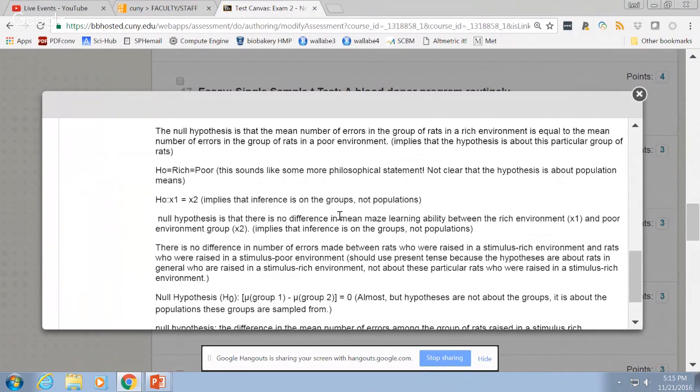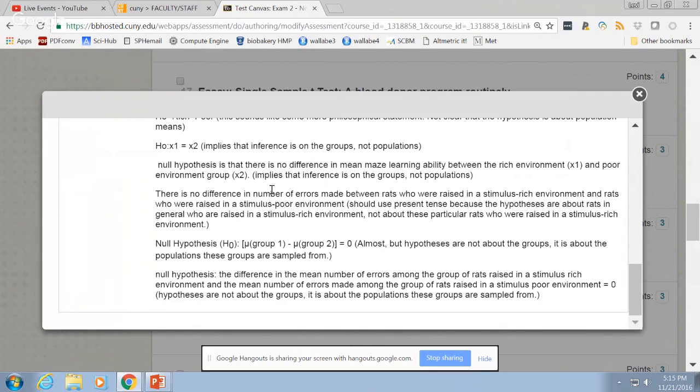Null hypothesis is that there is no difference in mean maze learning ability between the rich environment x1 and the poor environment group x2. And again, this just is talking about these groups, and it's using x, which we use to mean sample means.